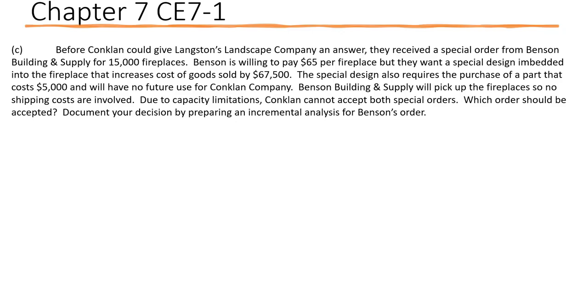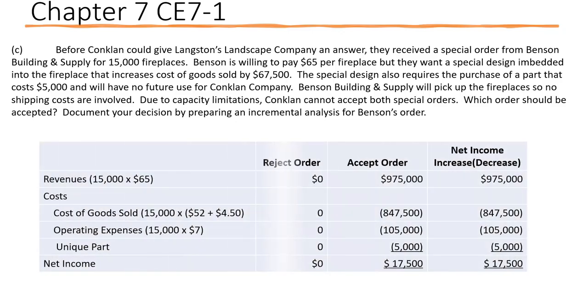So I just took the 67,500 divided by 15,000. We're going to add that to our per unit cost for cost of goods sold. So the $52 we had before plus that $4.50. Operating expenses don't change, so it's going to be the 15,000 units at our variable cost per unit of $7. And then we have to include the cost for that unique part.